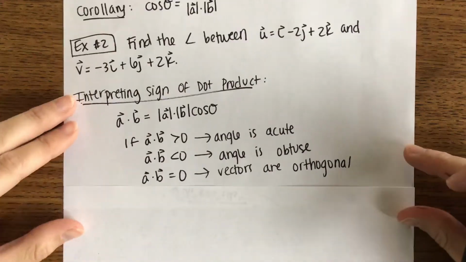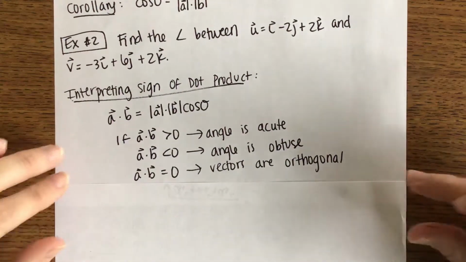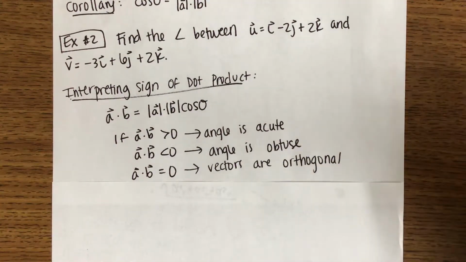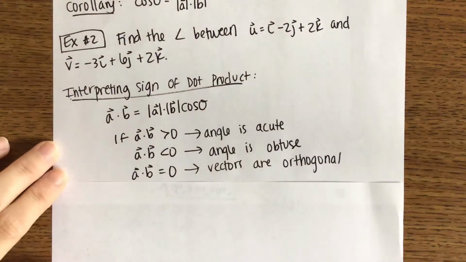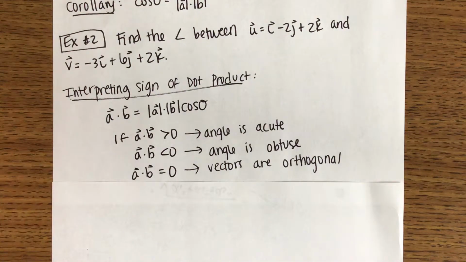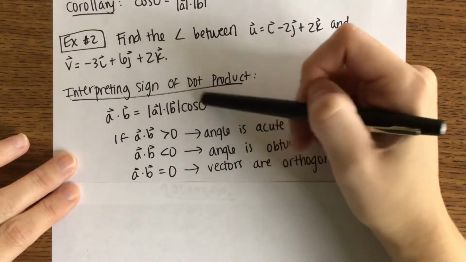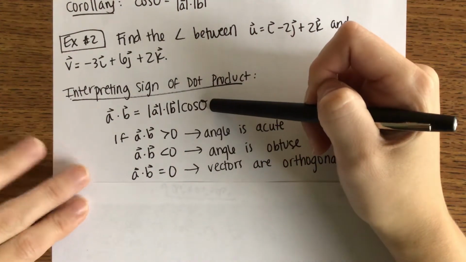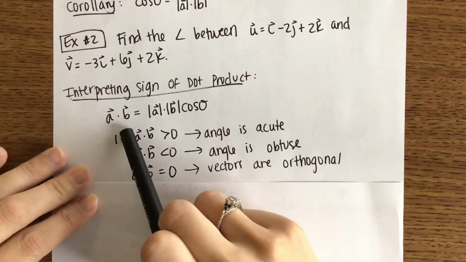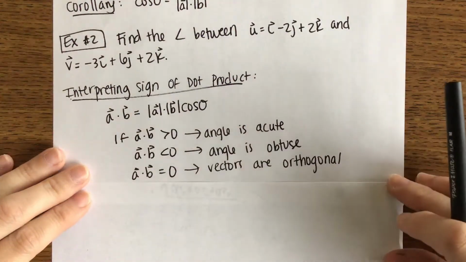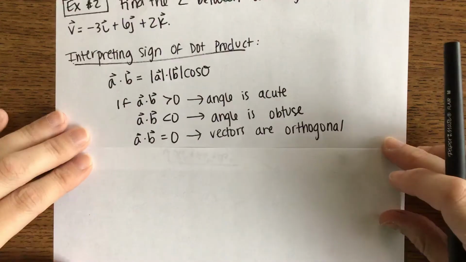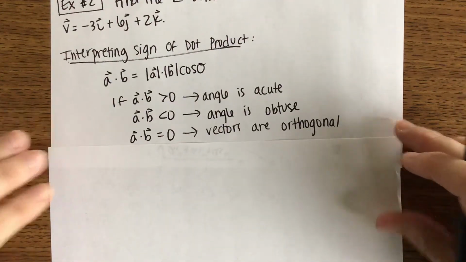Parallel. If our vectors are parallel, how can you tell besides looking at them? How would you tell from the dot product? If the vectors are parallel, what's cosine of theta going to be? 1, right? So then your A dot B is going to be equal to the product of the norms. Does that make sense? Okay, so that would be the case where your vectors are parallel.